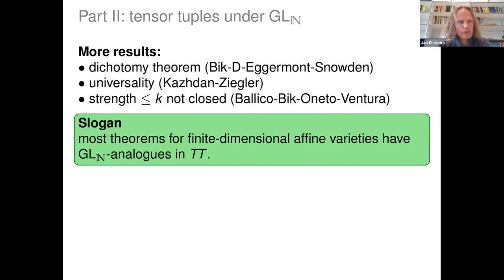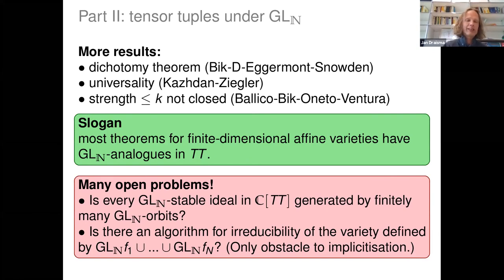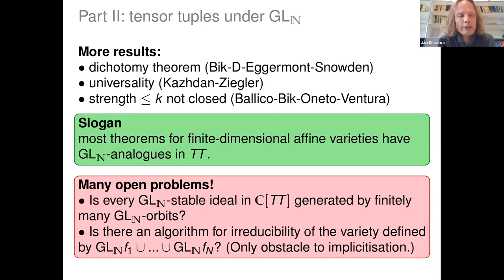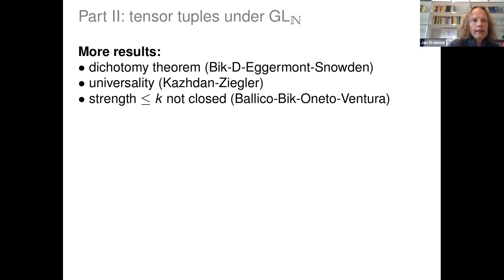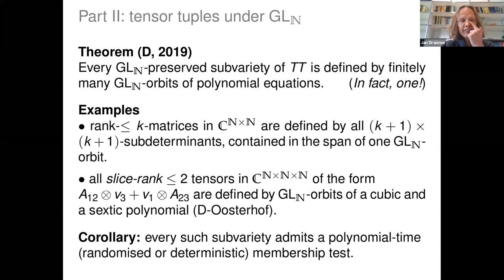But there are still a lot of open problems, and I'd like to mention two of those. The most urgent, but extremely difficult, open problem is the following: is it true that every GLN-stable ideal of this polynomial ring is generated by finitely many GLN orbits? If you go back to the theorem on this slide, you see that there is a weaker statement there. It just says every variety in TT is defined by finitely many orbits of equations. And if you have studied algebraic geometry, you know that, for instance, the variety defined by x squared is equal to the variety defined by x.